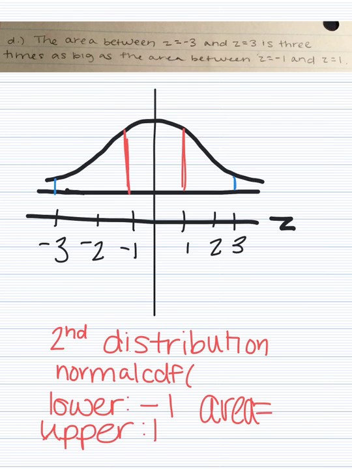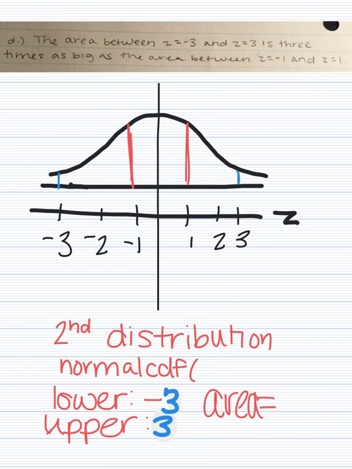Part D states that the area between z equals -3 and z equals 3 is 3 times as big as the area between z equals -1 and z equals 1. To start off, we're going to find the area between -1 and 1, which is this section right here. And just as in part C, you're going to use your calculator. Go to 2nd, distribution, normalcdf, and plug -1 into the lower and 1 into the upper. Then you should get an area of around 0.68.